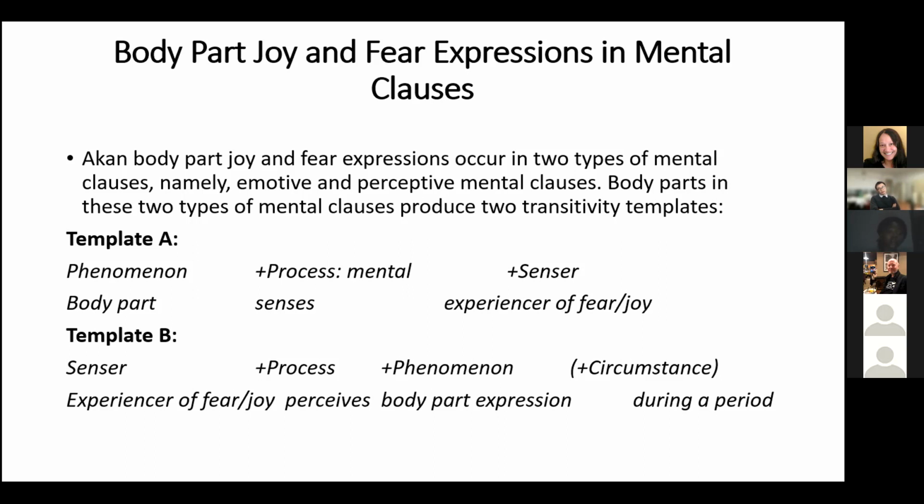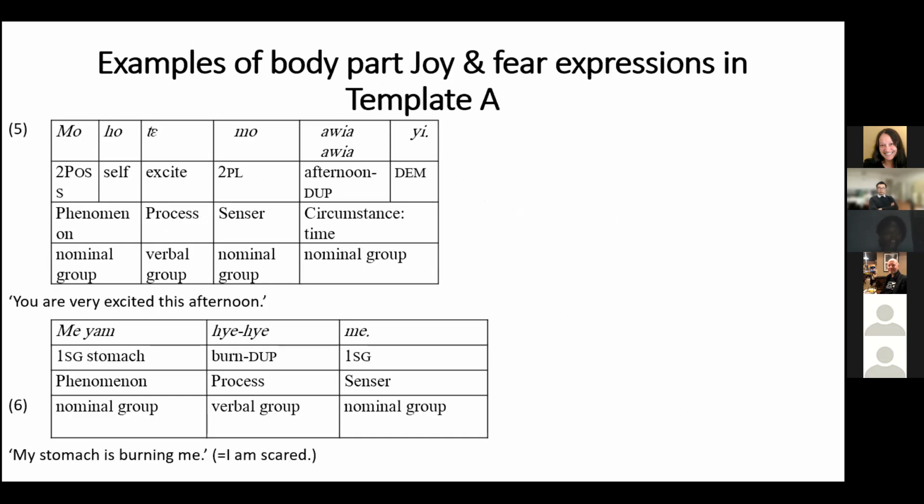Template A, we have phenomenon plus process plus sensor. So here the body part senses the experiencer of fear or joy. And for template B, we have sensor plus process plus phenomenon, and then an optional circumstance. So here the experiencer of fear or joy perceives body part expression during a period. So template A typifies mental clauses of the emotive type, and template B typifies mental clauses of the perceptive type. So let's see some examples of template A mental clauses.